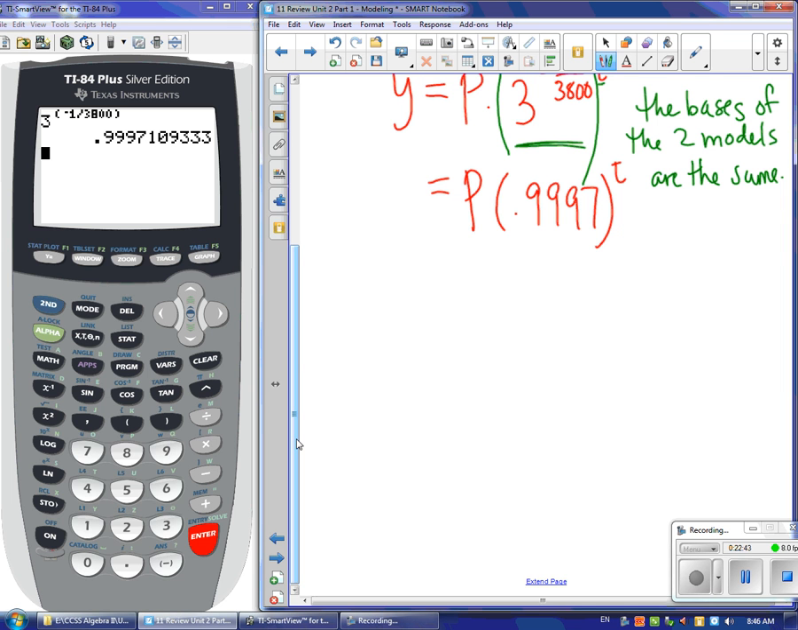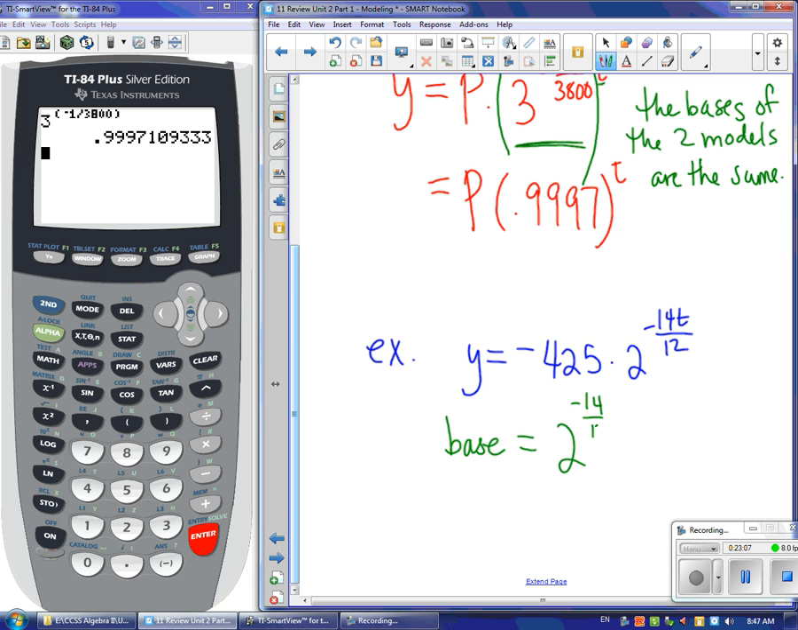Okay, so I do want to just point out that sometimes with exponential functions, there's more going on in the exponent than meets the eye. So for example, if I have, say, y equals, I don't know, I'm just going to make up something. All right, so let's say I have that as my exponential equation, and I'm asking you, what is the base? The base is simply 2 to the negative 14 over 12. Because I can essentially rewrite this as 2 to the negative 14 over 12 to the t power. Okay, and it means the same thing.